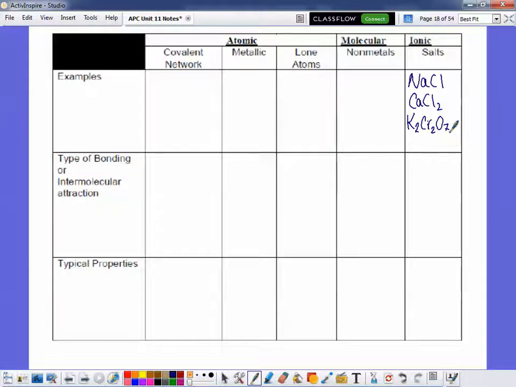So the type of bonding, what's holding these molecules together, is electrostatic attraction. It's a crystal lattice. Based on the ionic compound, there are different types of lattice structures, like body-centered cubic and all this stuff. We're not going to get into all that. If you want to, take a class in college on that, but it's a crystalline lattice.